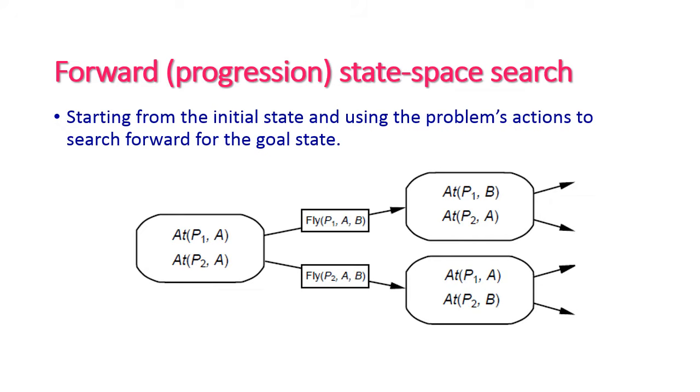Forward state space search, or progression state space search. Here the search starts from the initial state and uses the problem's actions to search forward for the goal state. That is, the search will start from the initial state. After that we can apply an action to generate the next state. After generating the next state, we need to test whether it is the goal state or not. If the next state is not the goal state, then we need to apply another action to generate another new state. This will be repeated until we reach the goal state. So this is called progression state space search.